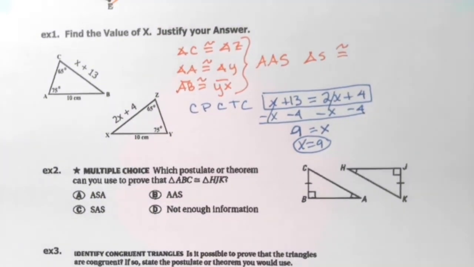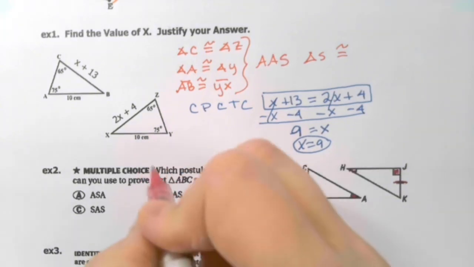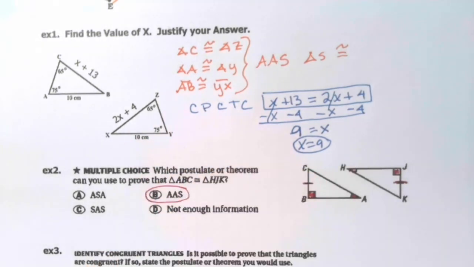Okay, example 2. Which postulate or theorem can you use to prove that triangle ABC is congruent to triangle HJK? Okay, so let's see what we've got. We have a side and a side. We have 90-degree angles. Those will match up. And we have another angle, A and H. So we have an angle, and a non-included side. That would be why they are congruent to each other.